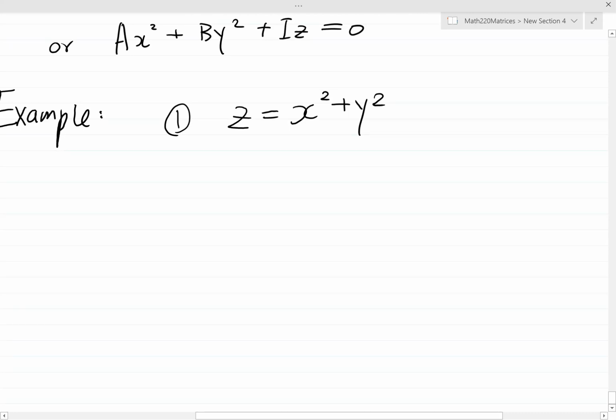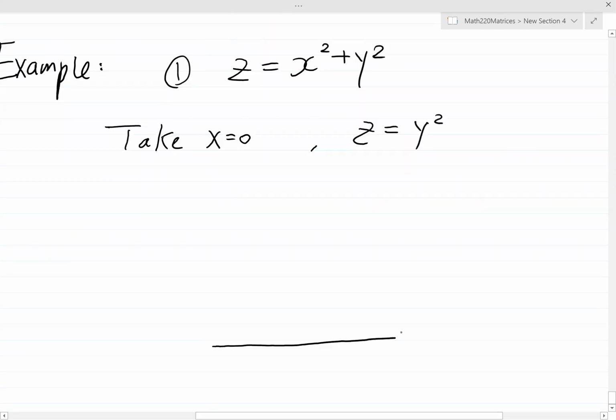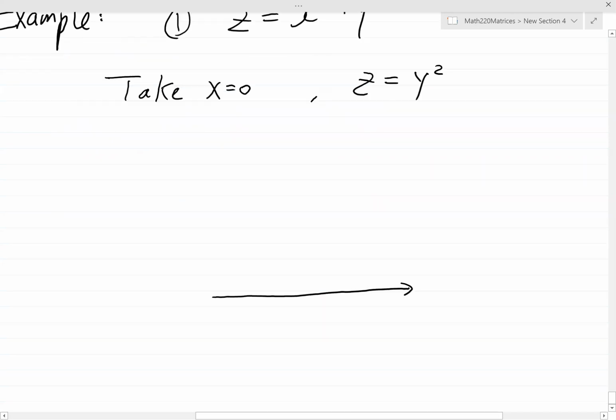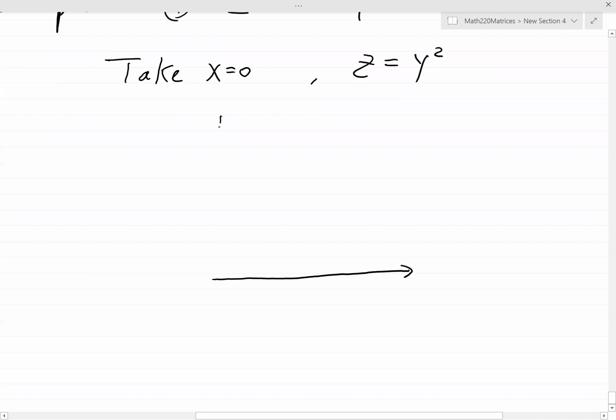Now, this is also obtained by rotation. If we take x to be 0, on the yz plane, then we get z equals y squared. This is a parabola, so it looks like a parabola, z equals y squared.